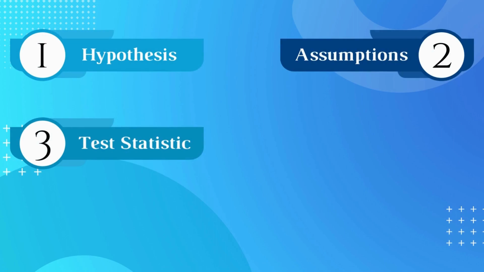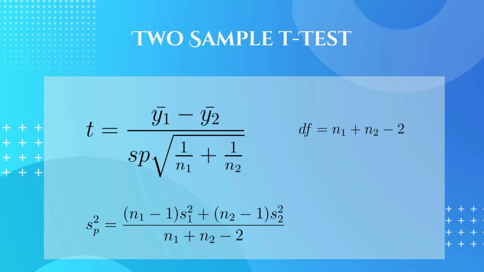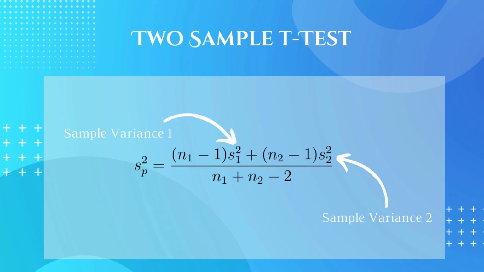It's time to calculate the test statistic. The test statistic is calculated as follows, with degrees of freedom calculated by adding the sample size of the first sample and the sample size of the second sample, then minus 2. We also need to calculate a pooled standard deviation, denoted as SP. The pooled standard deviation can be calculated by first calculating the pooled variance, denoted as SP squared. It requires the variances of the 2 samples.